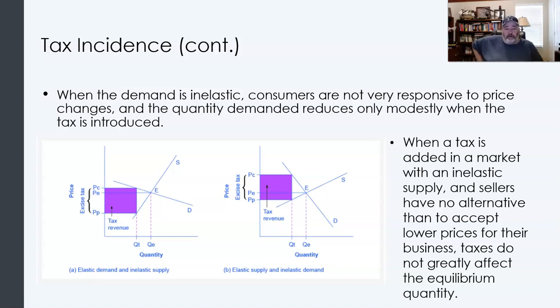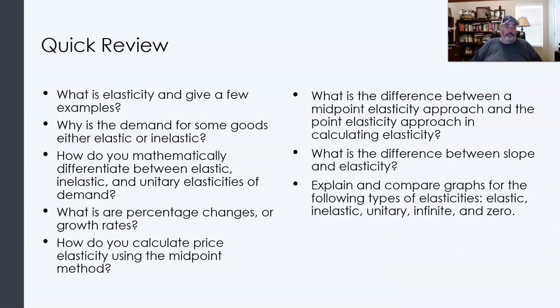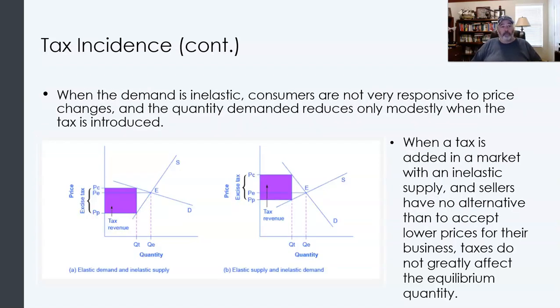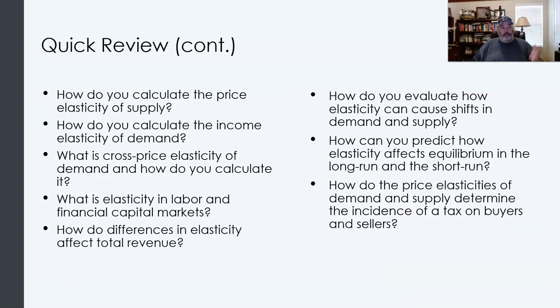If sellers don't have any alternative than to accept lower prices for the business, then it's not going to have a huge effect on equilibrium quantity, right? But it will take away from producer surplus. Wow, that was quick. That to me is the big thing you need to know, is that with that tax, if it is elastic demand, then they can pass more of that on to the consumer, and there goes your consumer surplus, it is going to fall. So keep that in mind, right? We talked about surplus in the last unit, and there's our review.